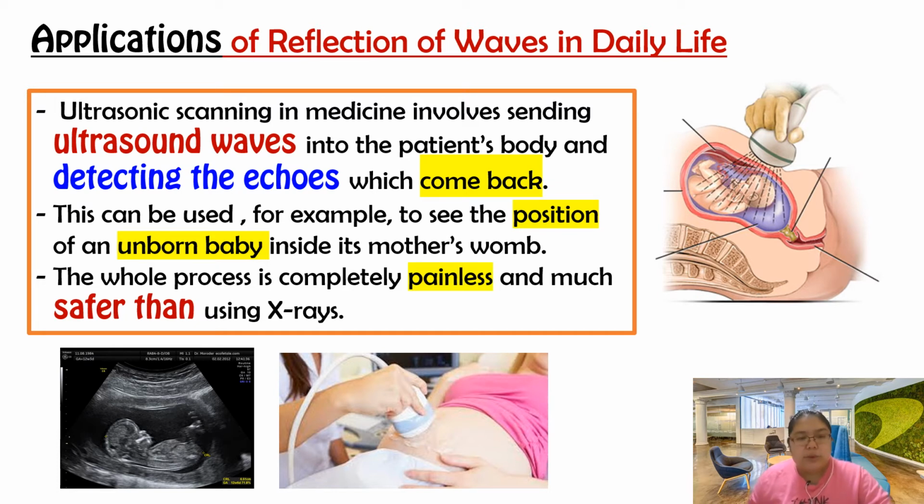So let's see number 2. This can be used, for example, to see the position of the unborn baby inside the mother's womb. The whole process is completely painless. They just apply gel on the stomach. It is also safer compared to X-rays. So this is why we use ultrasound to scan the internal organs.